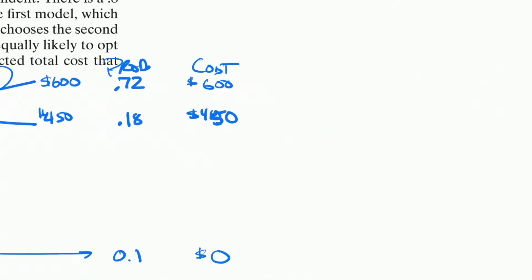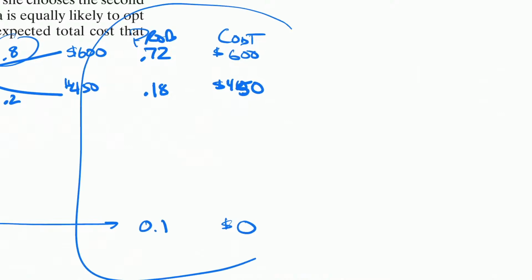So now, once you've got the probabilities, this is the hard part, I think, of any of these expected value things, is sorting out the probabilities and the costs, or the probabilities and whatever it is we're measuring, multiplying and adding. You know how to do that. So 0.72 times 600.